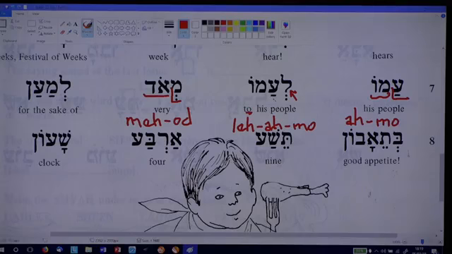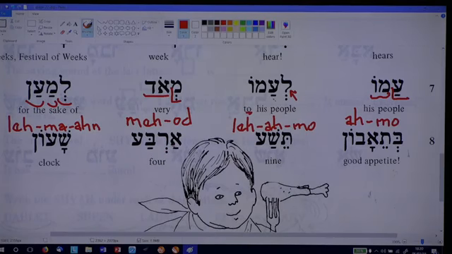And this word is pronounced, for the sake of, lema'an. Oh, here we got one in the middle. This is good. This is real good.